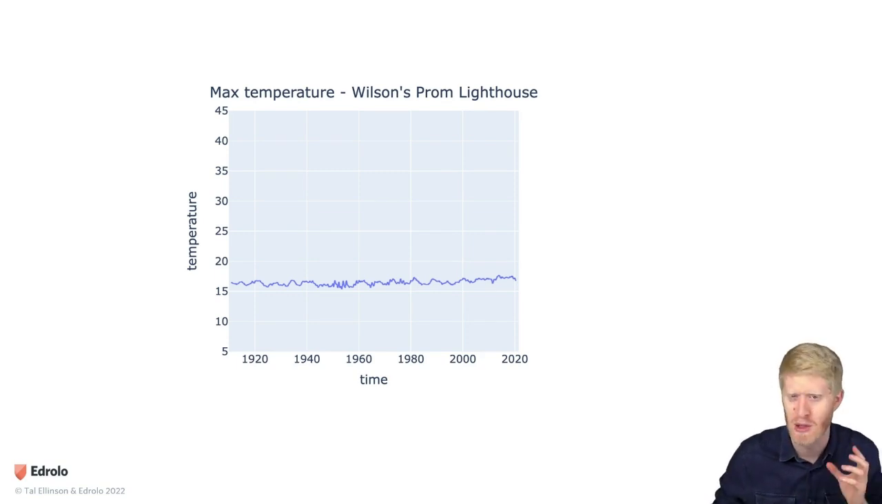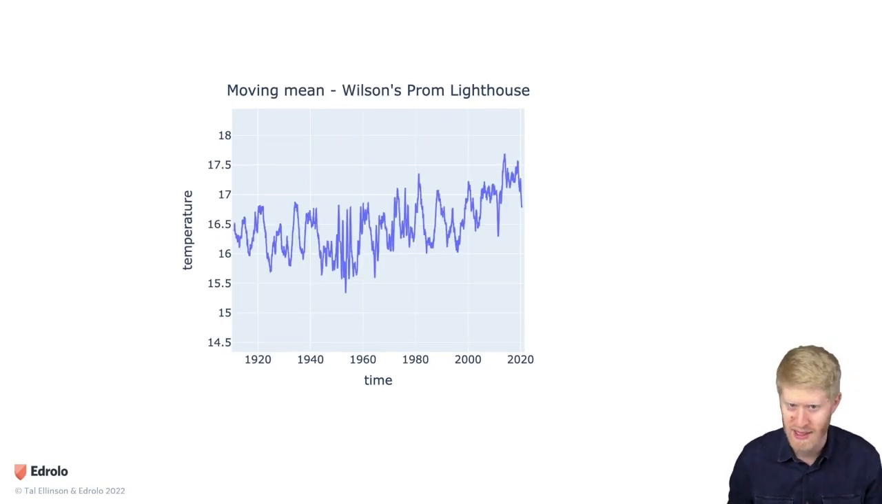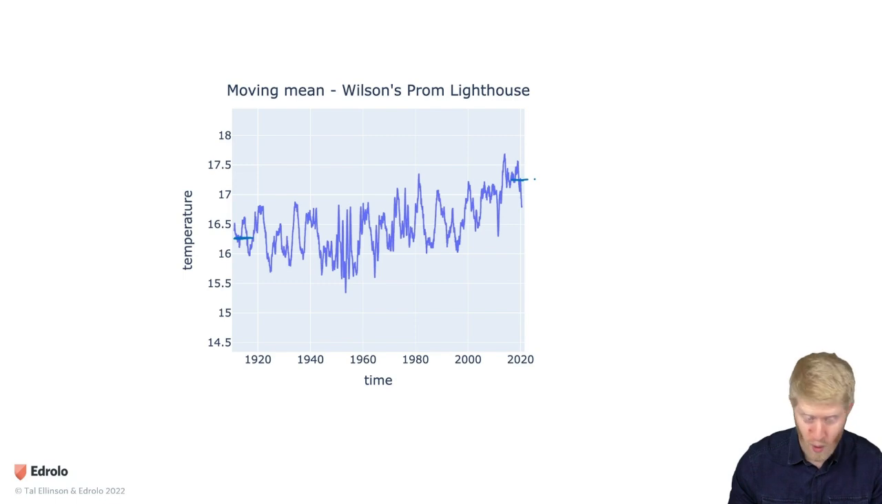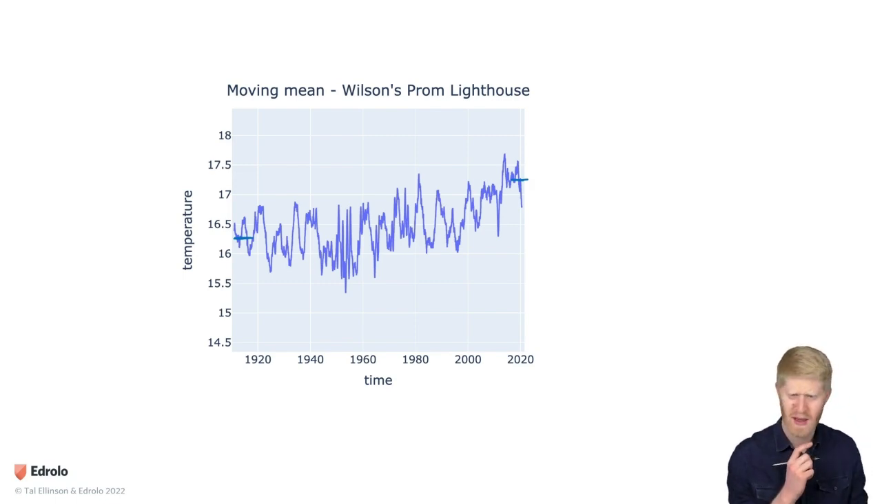What's this telling me? I need to zoom in. So we zoom in, and we start to see something quite interesting. The smoothing mean temperature from Wilson's Prom about 100 years ago was around about 16.25 degrees. And in more recent times, we're up to about 17.25. And I thought, is that significant? The Bureau of Meteorology graph had something about 2 degrees.